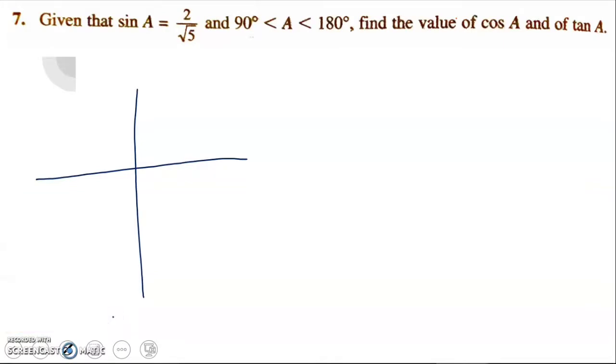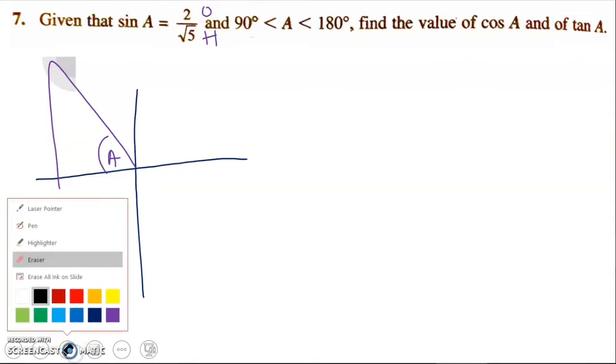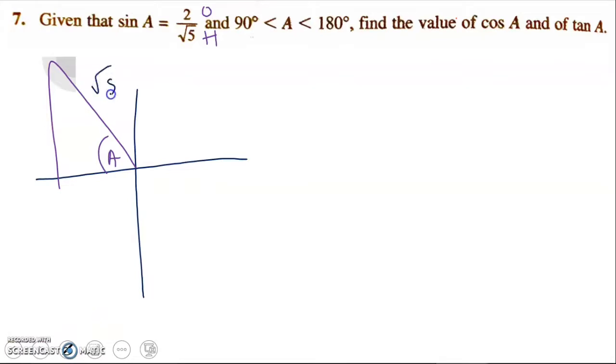So I have this in Q2. I know I have my base angle of A. Okay. I know I have opposite over hypotenuse, which means that this is square root of 5. And hypotenuse, sorry, my bad. Alright, that should be square root of 5. And opposite should be 2. When you do Pythagorean theorem, you should get a value of 1.